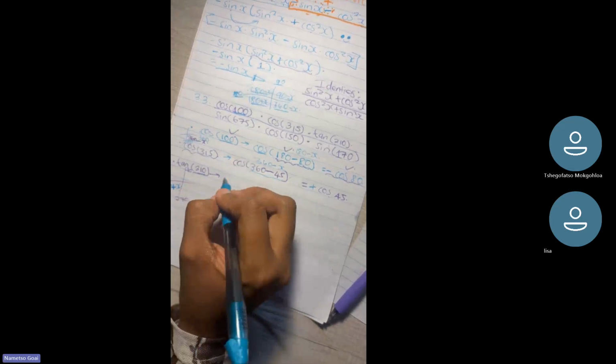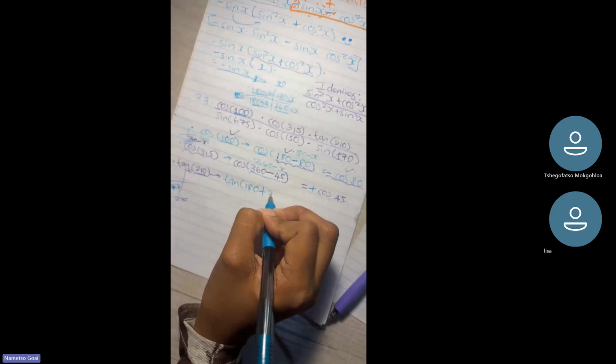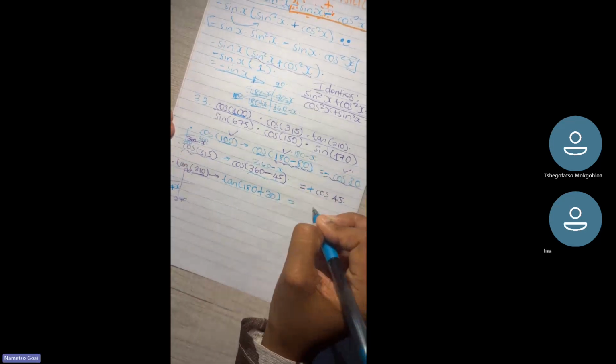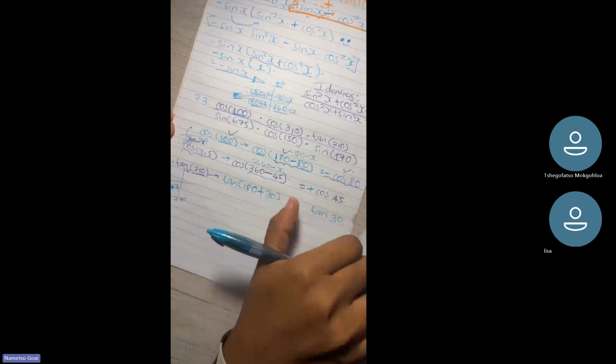So what are the operations in the third quadrant? We know that in the third quadrant we have 180 plus x, which means something must have been added to the 180 in order to give us 210. So we just have 180 plus 30, because 180 plus 30 gives 190, 200, 210, which is what we have over here. So you can just say equals tan 30, because you're trying to reduce it into a smaller angle.